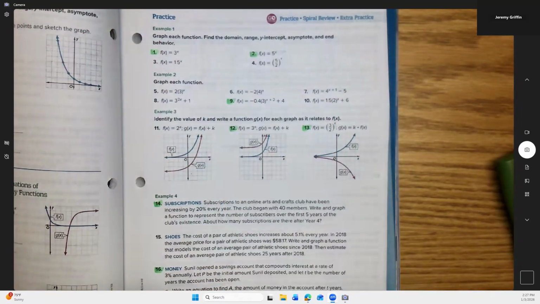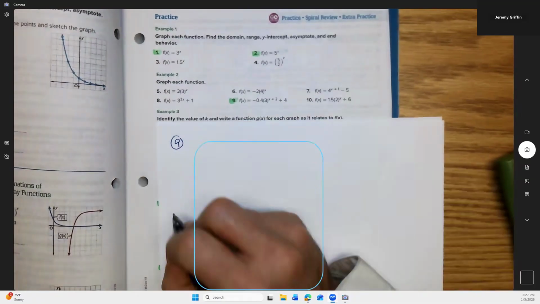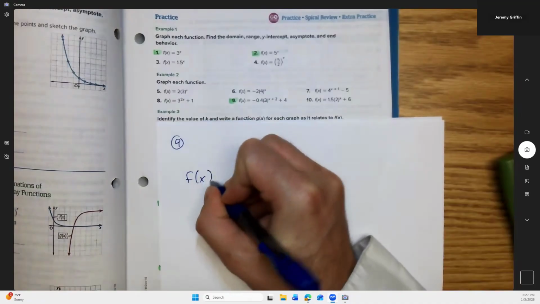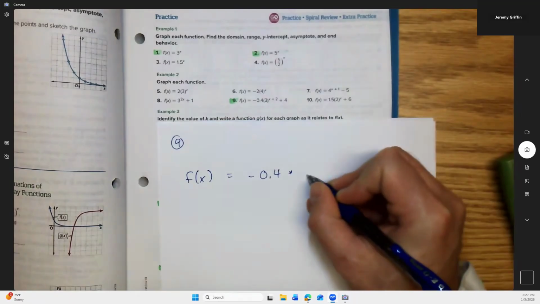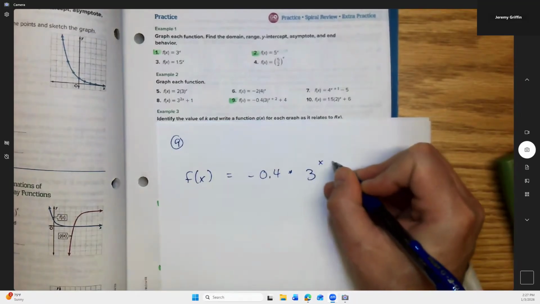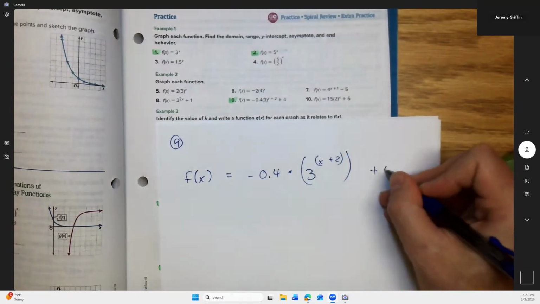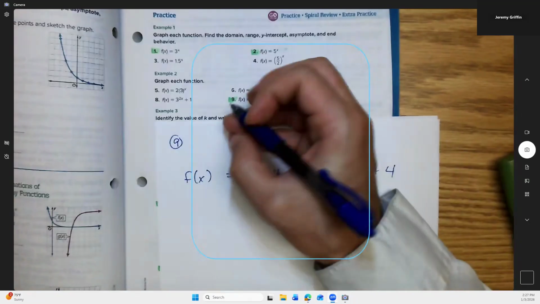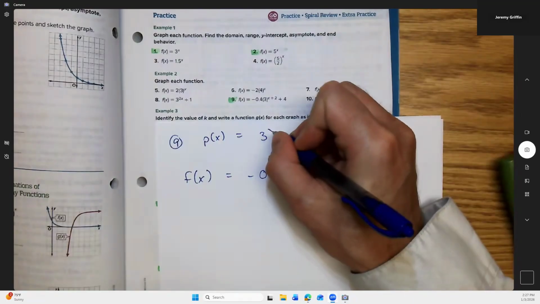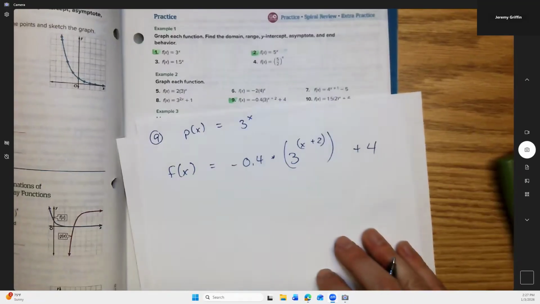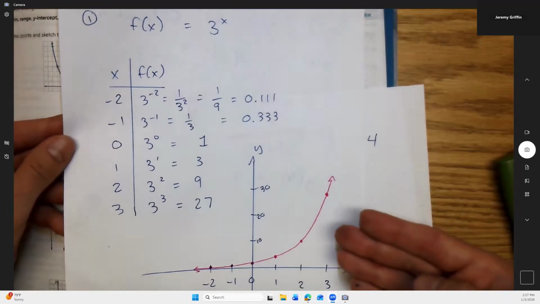Graph each function. So number 9. Get a little space up here for a parent function because we're looking at f of x equals -0.4 times 3 to the x plus 2, and then plus 4. Well, I think my parent function, maybe I call it p of x, should just be plain 3 to the x, right? Which is one we did not too long ago. Here's 3 to the x. So I'm going to use this right here as the parent function.